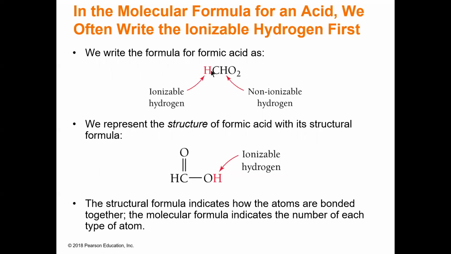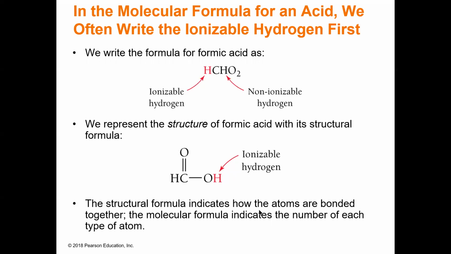So when looking at a formula, I would not expect you to know how to do it off of a structure, but off of a formula, the ionizable hydrogen, or the hydrogen that will pop off into solution and form an H plus, is always written first. So when looking at this formula here for formic acid, the hydrogen sitting out in front is going to be ionizable. The hydrogen that's nestled into the rest of the formula, that's the non-ionizable hydrogen. That thing isn't going to come off.